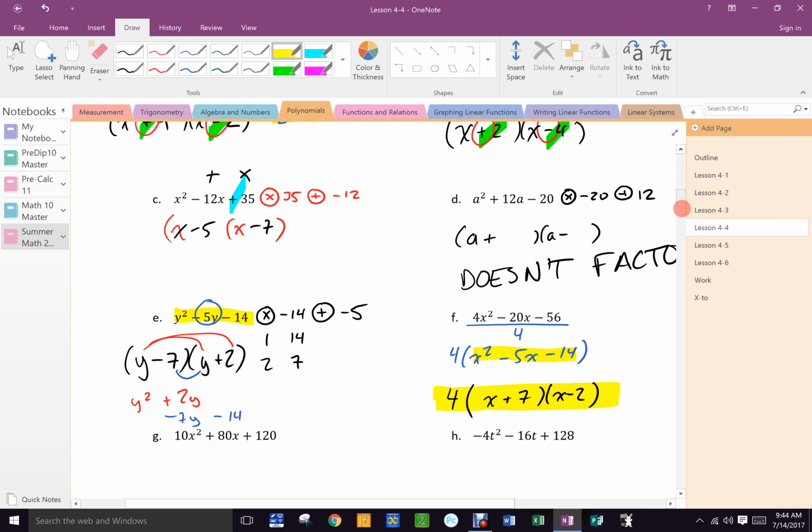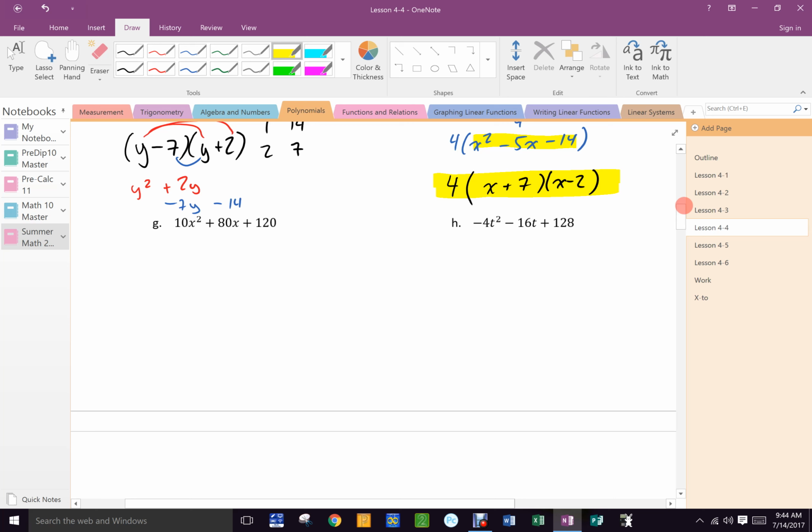What's wrong with it? What don't I like about it? You have to GCF because you don't like that 10 there, right? So what is the GCF? 10. So what comes out here? 10. And what stays in? X squared, 8x plus 12.